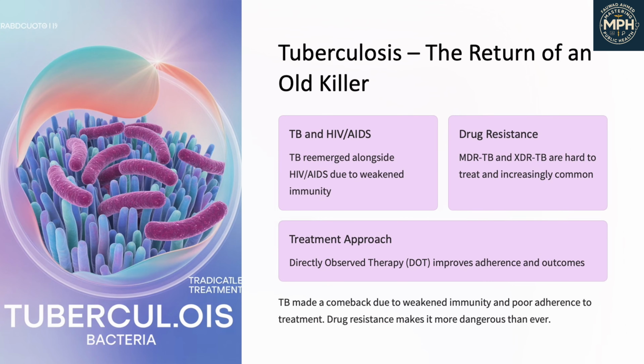Tuberculosis, a global comeback. Tuberculosis used to kill 1 in 5 people in the US. It was nearly eradicated, then came back. Why? The rise of HIV, homelessness, and crowding. Poor adherence to antibiotic treatment. TB is airborne and slow to treat. If patients stop taking meds too soon, the bacteria become resistant.